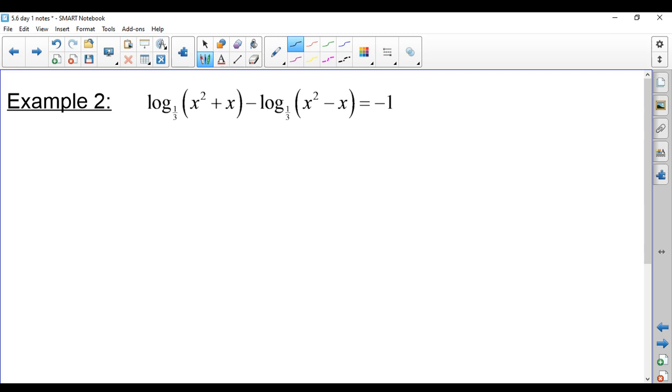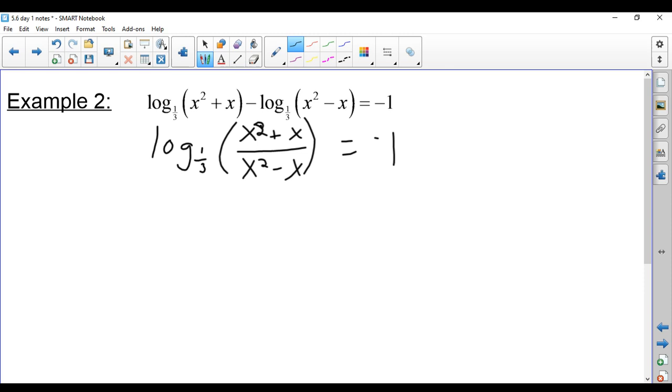Last example, I have two logs that are being subtracted on the left-hand side. So I'm going to combine them. It's log with a base of 1/3. And I'm going to have, remember, the one that's being subtracted goes into the denominator. So I have x squared plus x over x squared minus x equals negative 1.